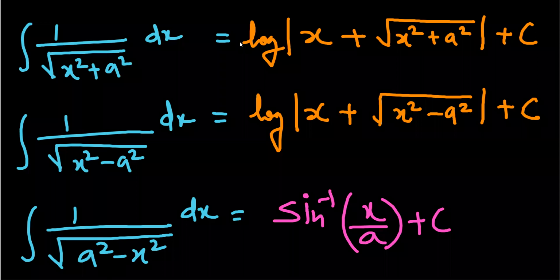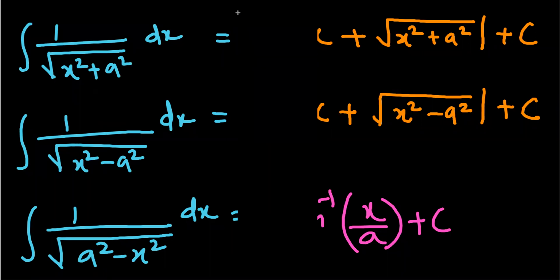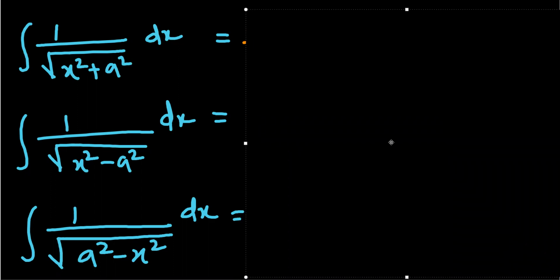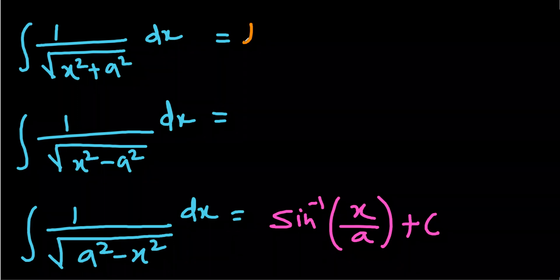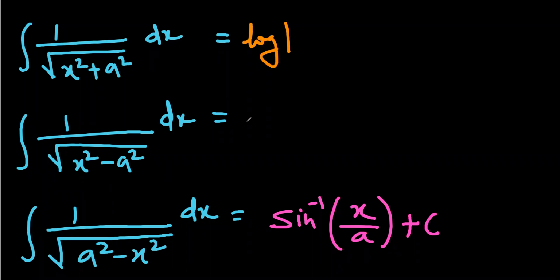Let me do the whole thing once again for you. The third one, as I said, is totally different. Here it is sine inverse of x upon a plus c. So if you have a square minus x square, constant square minus variable square, the integral looks totally different. But as far as these two are concerned, they resemble each other. The resemblance is that both of them start with log and end with plus c. What's inside the mod? You have two terms.